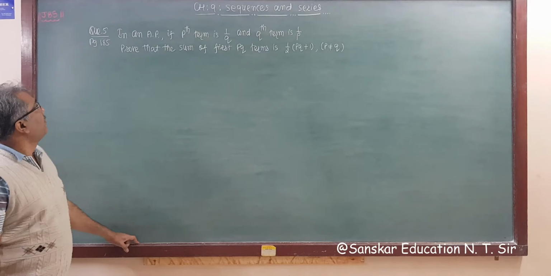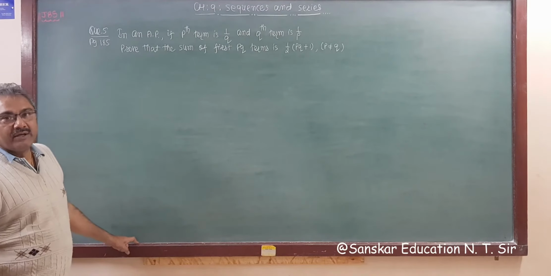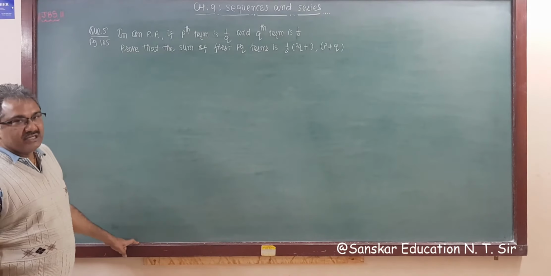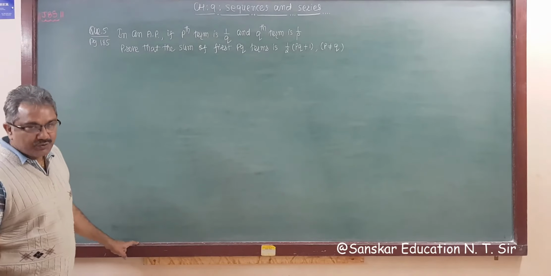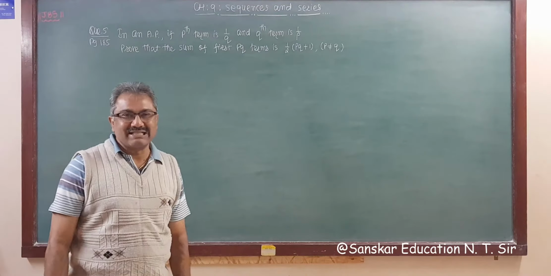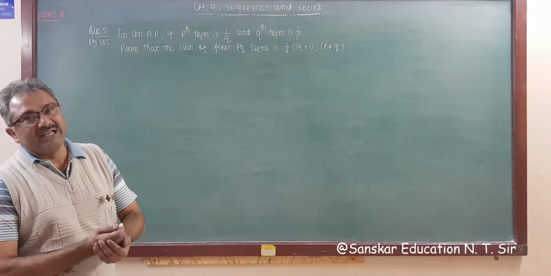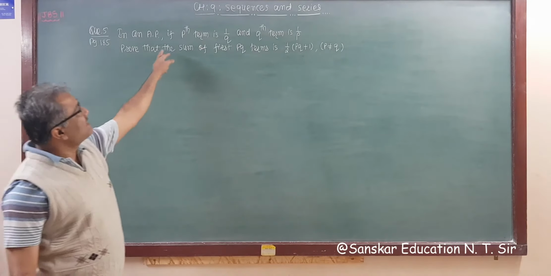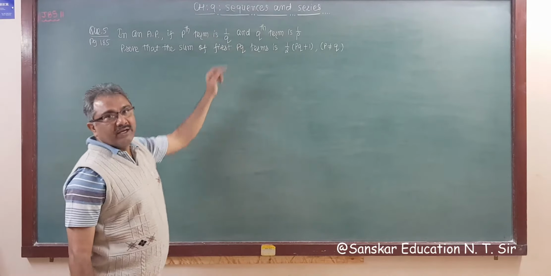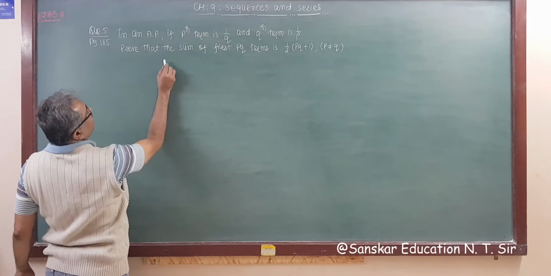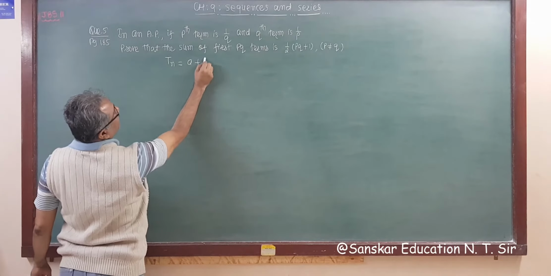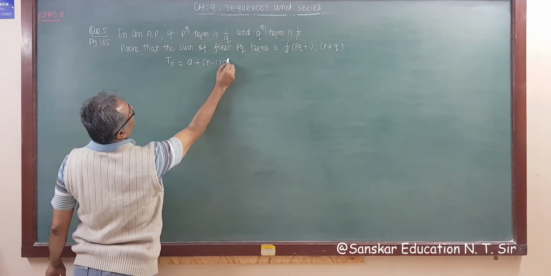Question number 5, page 185. Given that in an AP, the nth term is, as you know, a plus (n minus 1) into d, and the sum of the n terms Sn is equal to n by 2 times (twice a plus (n minus 1) into d). If the nth term is given, then Tn is the formula a plus (n minus 1) into d.